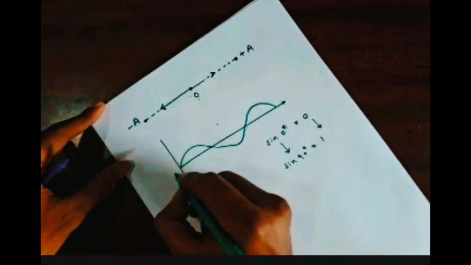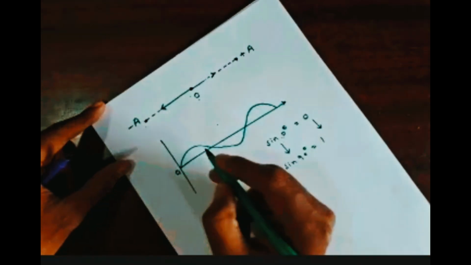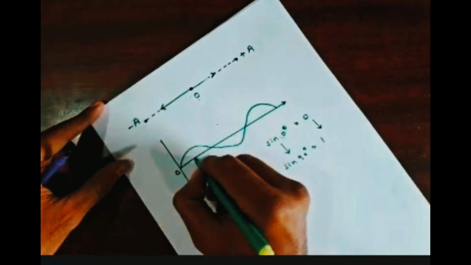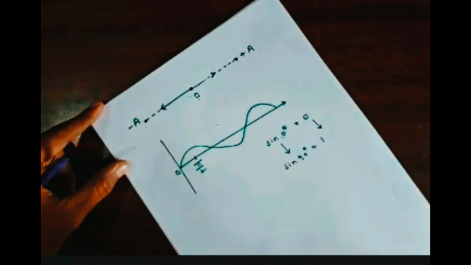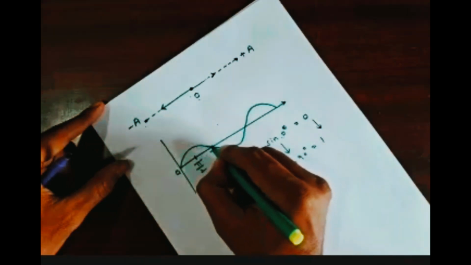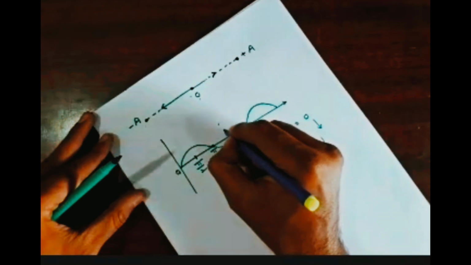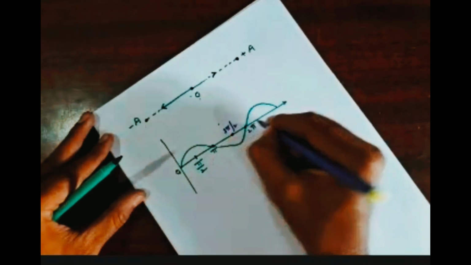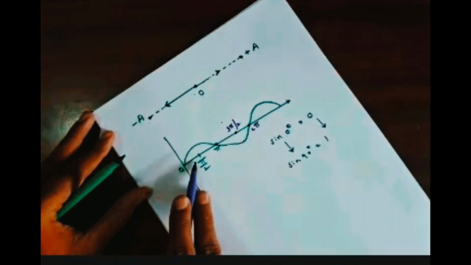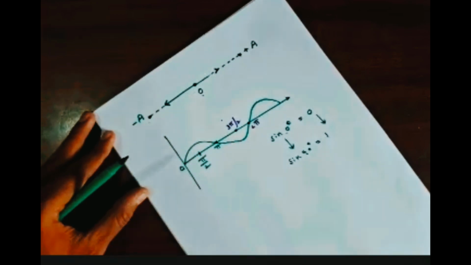And that's why it starts from the origin. Sine 0, this is 0 degree. And this is 90 degree, pi by 2. And this point we represent as pi. This point we represent as 3 pi by 2. And this point we represent as 2 pi. Pi by 2, pi, 3 pi by 2, 2 pi. Like that we represent it.